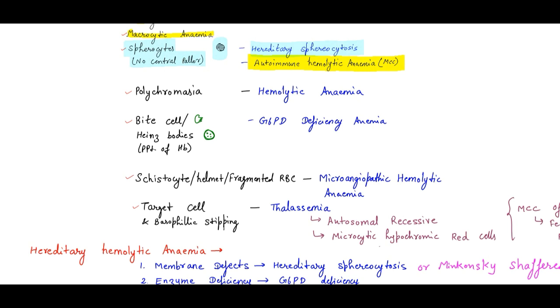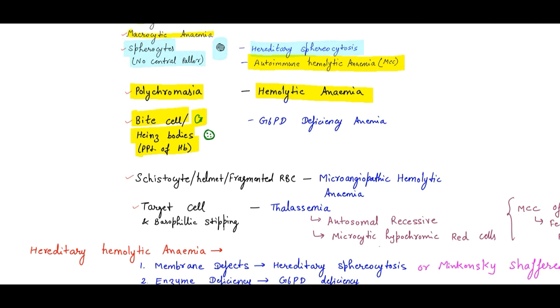Okay, then remember the polychromasia. This is the characteristic feature of hemolytic anemia. Now remember the bite cell and the Heinz bodies. Heinz bodies are the precipitation of hemoglobin. A bite cell looks like this, as if bitten. Bite cells and Heinz bodies are seen in glucose-6-phosphate dehydrogenase deficiency anemia.